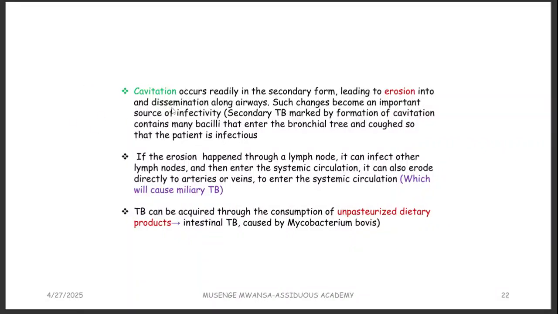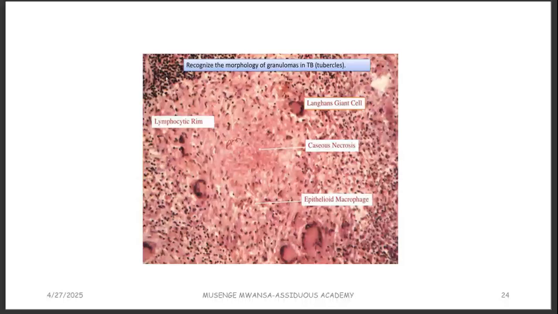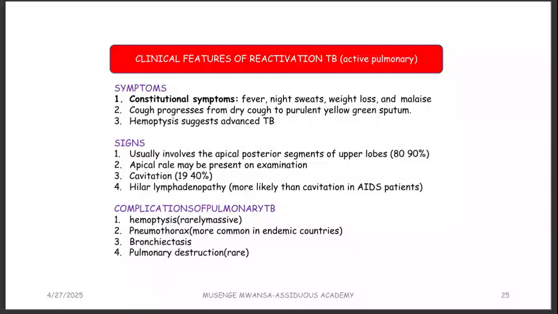You are going to have these cavitations that occur in secondary TB, so that will lead to erosions into and dissemination along airways. These changes become important for infectivity to happen, as cavities are being formed. TB can also be acquired through consumption of unpasteurized dairy products. That can cause intestinal TB, like someone drinking milk directly from the cattle. You can see this is a granuloma.